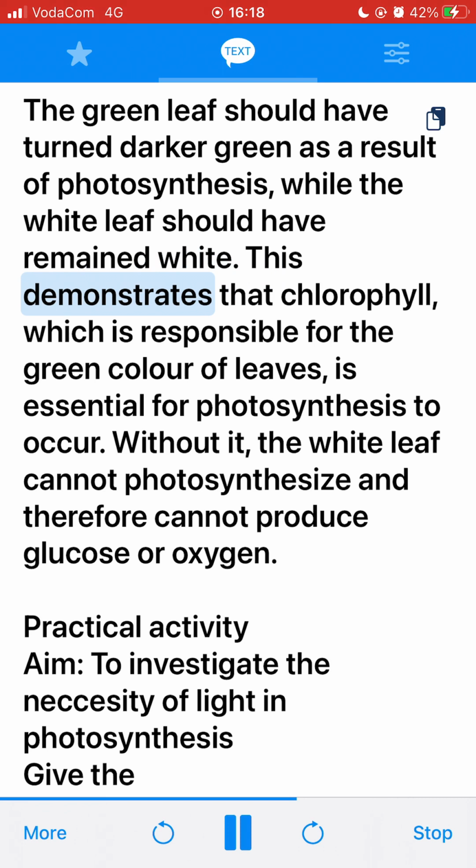This demonstrates that chlorophyll, which is responsible for the green color of leaves, is essential for photosynthesis to occur. Without it, the white leaf cannot photosynthesize and therefore cannot produce glucose or oxygen.